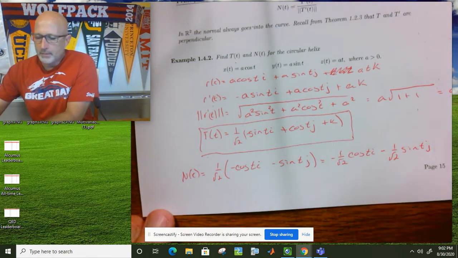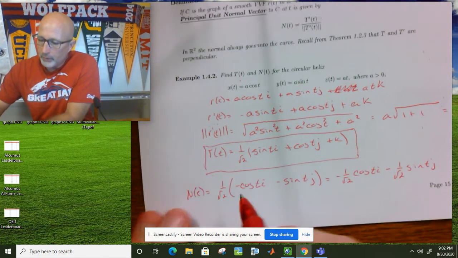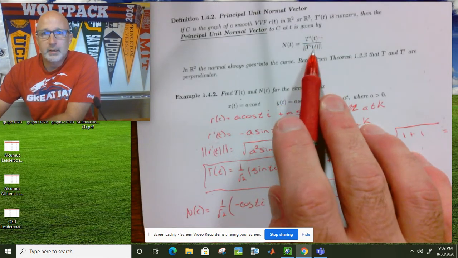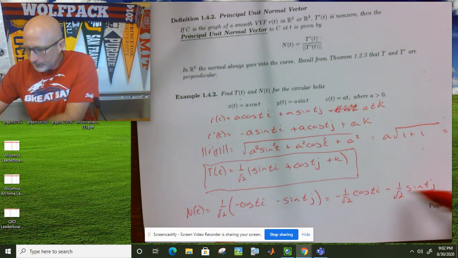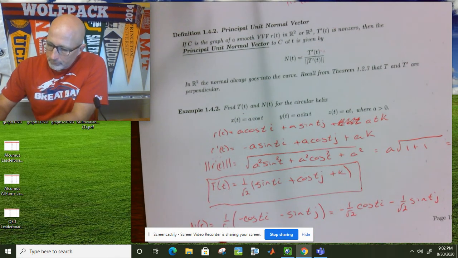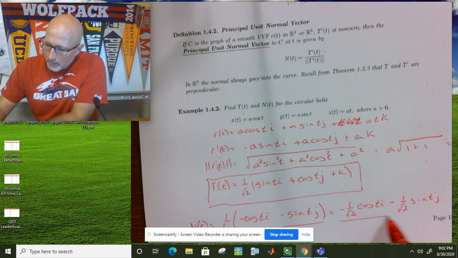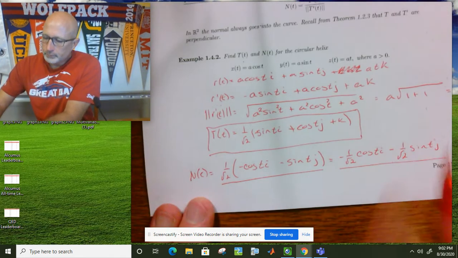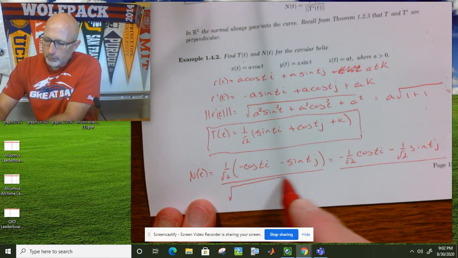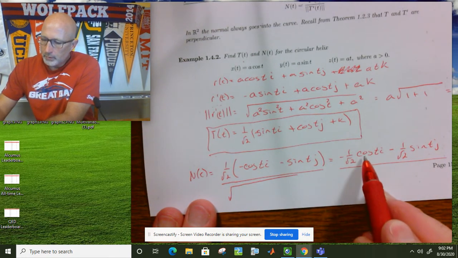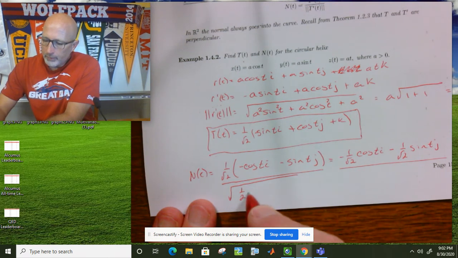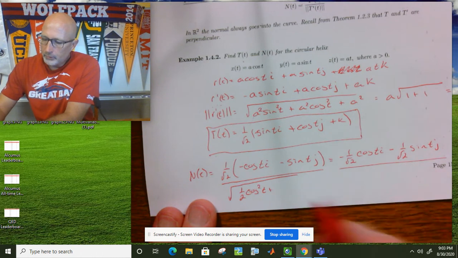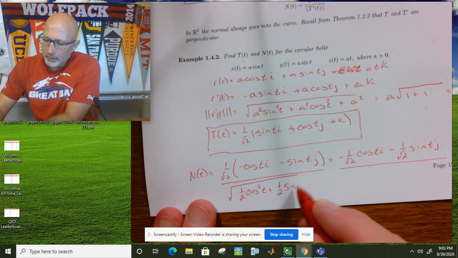Okay, so I still have to find the magnitude. This is just the T prime part. I still need to divide it by the magnitude of this thing. So the magnitude is going to be, I'm just going to use this one over here, the square root of this thing squared. So I have 1/2 cosine squared t plus this thing squared, 1/2 sine squared t.